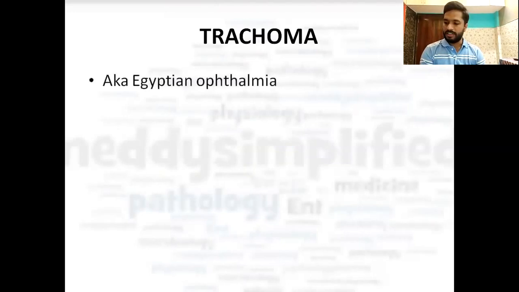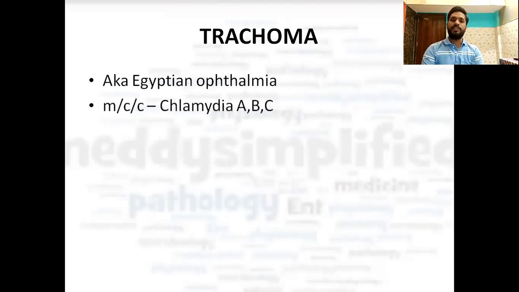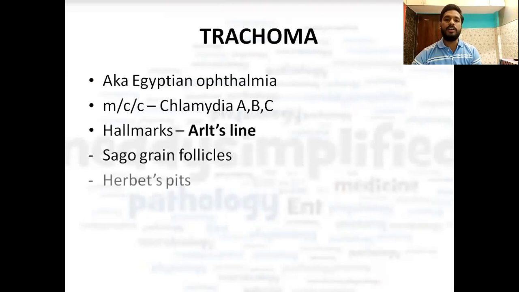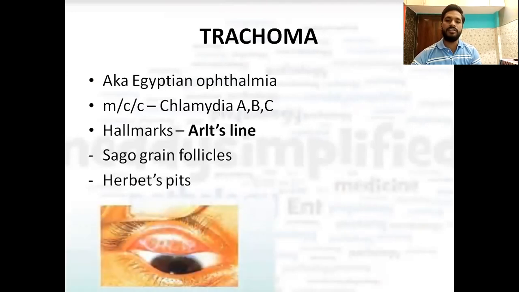Going further, we'll talk about the trachoma, right? So what is trachoma? It is also known as Egyptian ophthalmia, and is most commonly caused by Chlamydia trachomatis A, B, and C. Now, we have discussed the hallmarks of the allergic conjunctivitis. Now let's discuss the hallmarks of the trachoma. It is Arlt's line, sago grain follicles, Herbert's pits. Arlt's line I've already discussed.